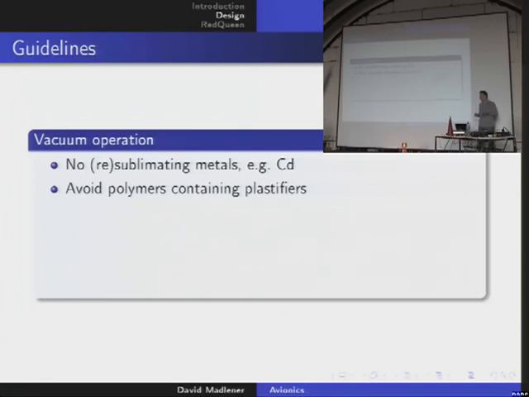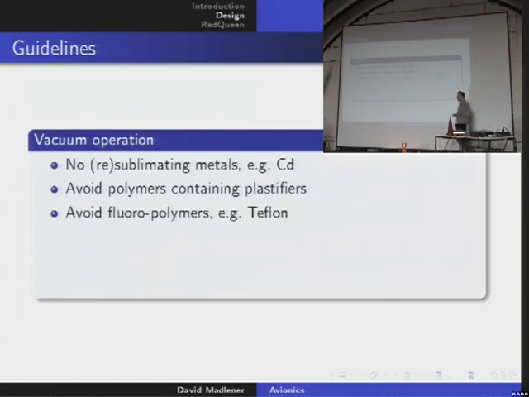So if you have a camera, maybe after a few hours of operation, this camera will just go dark due to the plasticizers recondensing on the optical system. Avoid fluoropolymers, especially Teflon. That's nothing for space. It just disintegrates over time. It does not tolerate much radiation.